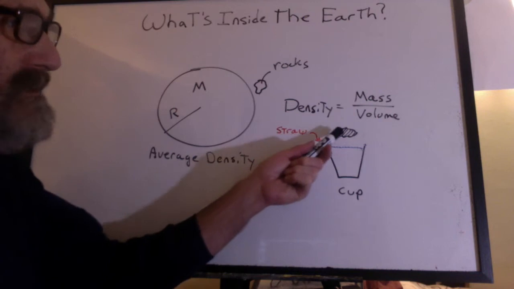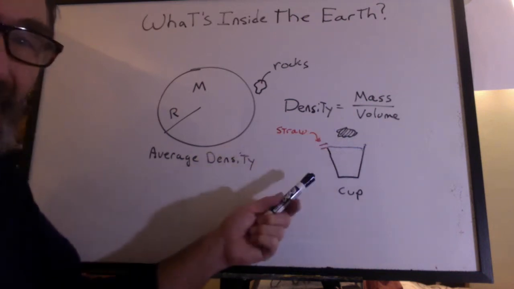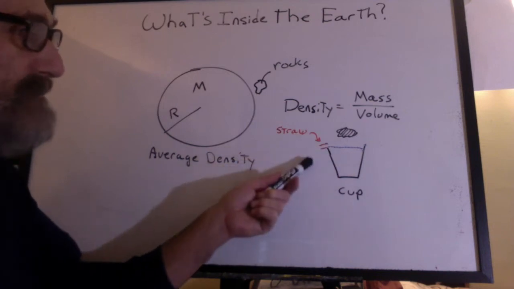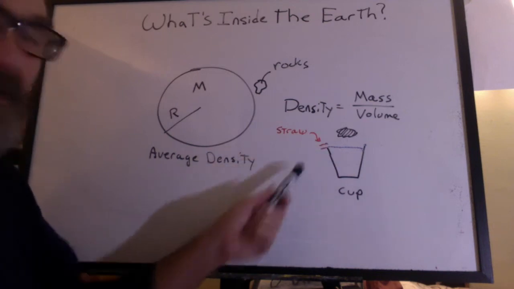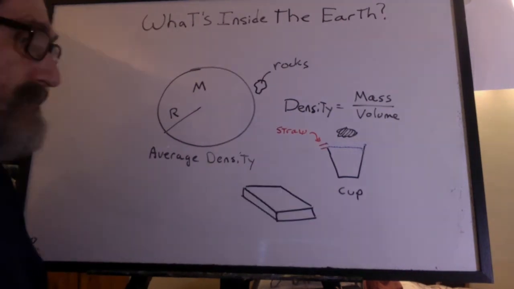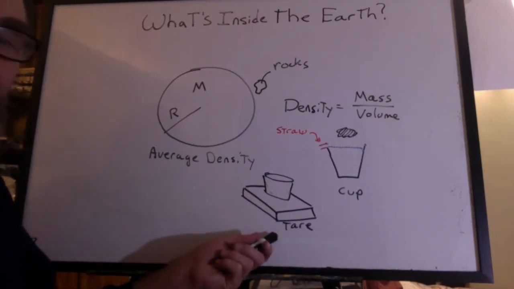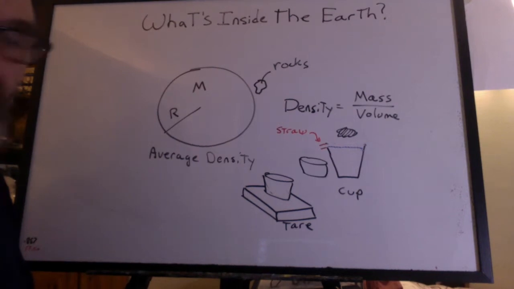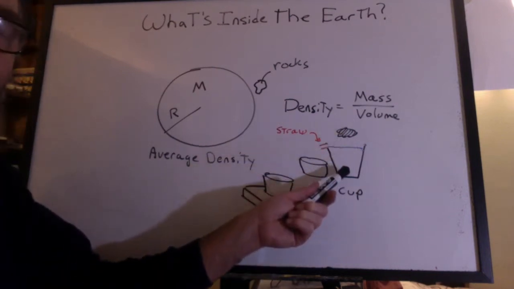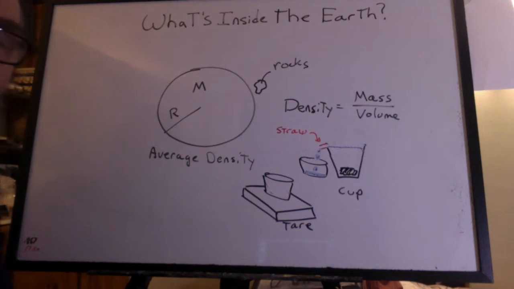Now, can you imagine lowering the rock carefully into the water? You don't want to cause a big splash. That water is going to spill out. Now, you could capture it in a graduated cylinder, which you don't have. So you get your electronic scale, put a small empty cup on it, and tare the scale so it's zeroed. Now, when you carefully lower that rock into the water, it's going to dribble out and go into the cup.